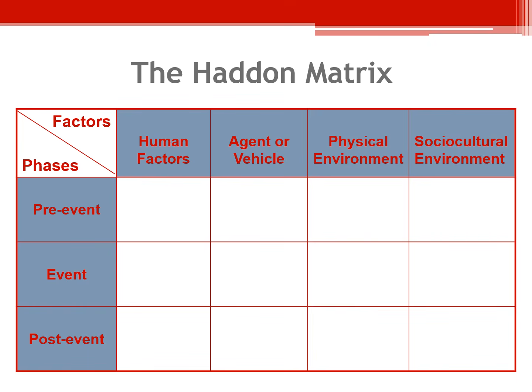So now we come to the Haddon matrix. This is a visualization tool that you're going to use in assignment number 2 with your selected injury topic. This is an example of what an empty Haddon matrix looks like. On the left side, you will have the 3 temporal phases: pre-event, event, and post-event. On the top row, you'll have 4 categories of contributing factors: human factors, agent or vehicle factors, physical and sociocultural environmental factors. We'll go over some examples of this, but first I want to explain a little bit of the history of the Haddon matrix.